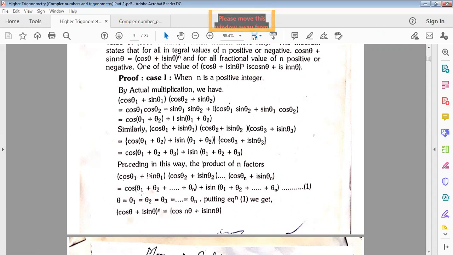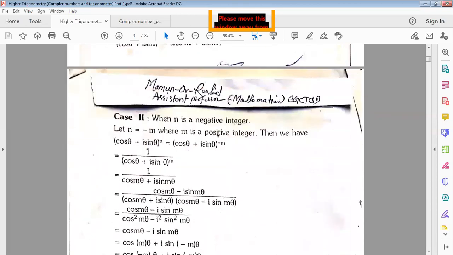This equals what? Theta plus theta plus theta plus theta, how many theta? n theta. And i sin, how many theta here also? Theta plus theta plus theta, how many theta? n theta. This is why, for the first case, if we consider n as a positive integer, then (cos theta plus i sin theta) whole to the power n equals cos n theta plus i sin n theta.